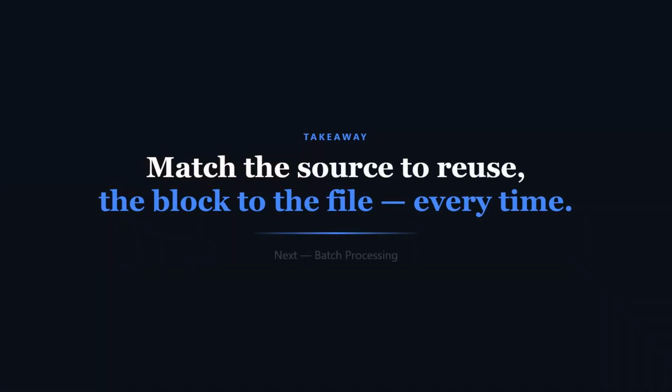So, 3 source types trade off upload cost against reuse, 4 content blocks trade off what Claude can actually do with what you send, and getting either pairing wrong produces the same unhelpful 400. Get both right and PDFs, images, and datasets all just work. Next up is running all of this at scale, asynchronously, at half the price.